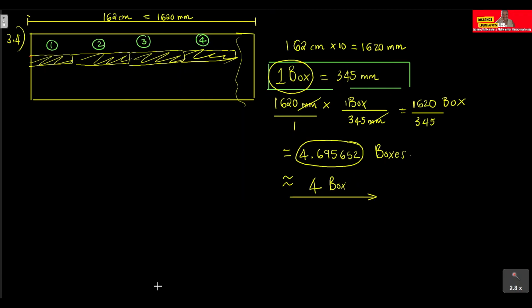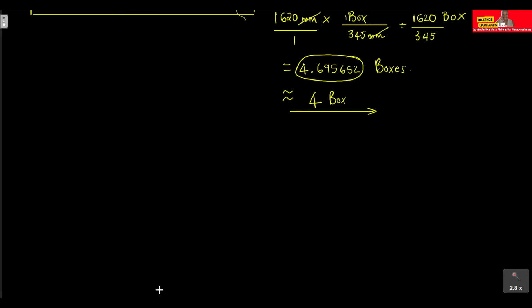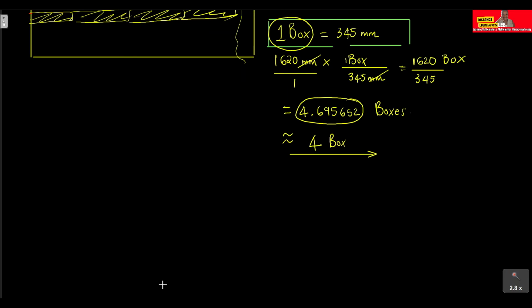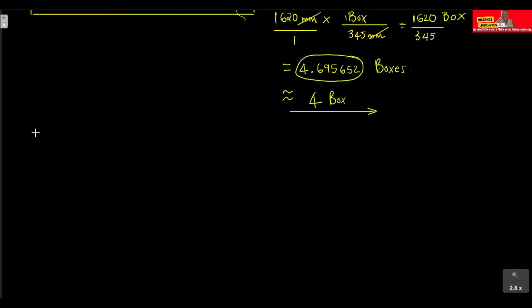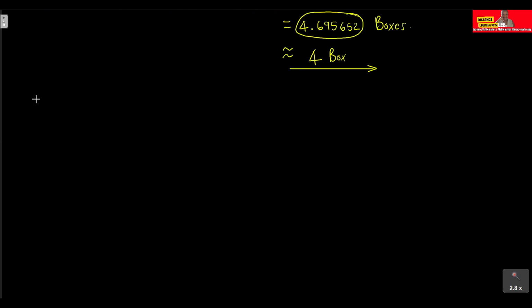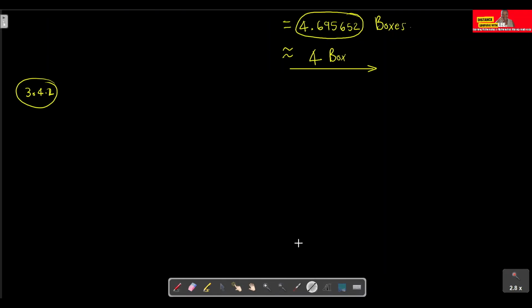This question basically wants us to look at this from 2 sides. Sorry, I forgot to label this one accordingly. This is question 3.4.1. Now we're doing question 3.4.2. With question 3.4.2, we are basically going to compare 2 values.